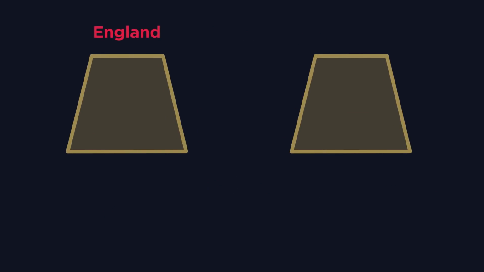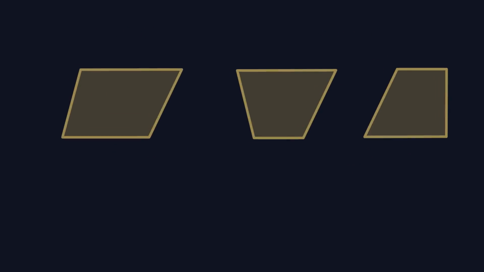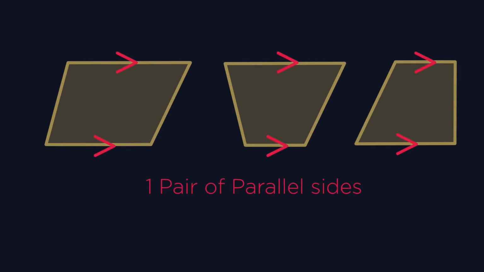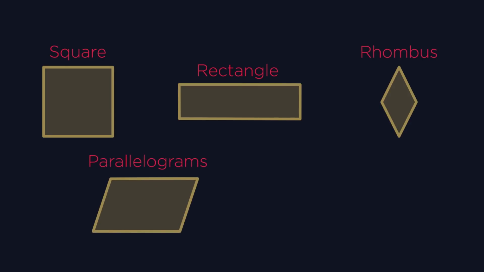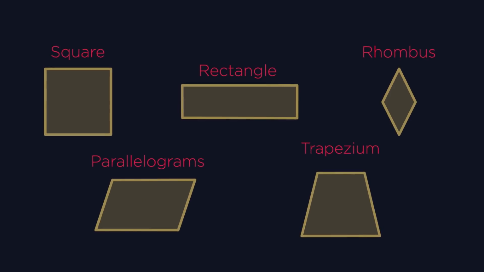In England, we call them trapeziums. In America, they're trapezoids. They simply have one pair of parallel sides. As trapeziums have such a simple definition, it actually means that squares, rectangles, rhombuses and parallelograms are also all trapeziums.